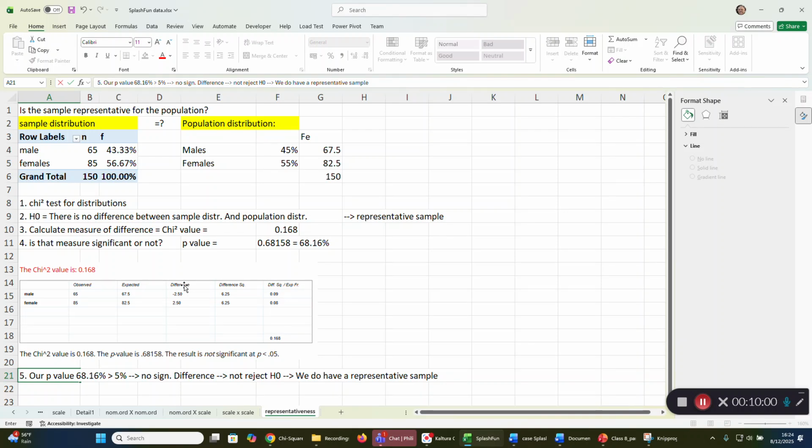If we would do our sample over and over and over again, it will actually be vibrating around the population distribution. It was just a coincidence right now that we found a little bit less males than we should have had, and that we find a little bit more females than we should have gotten in our population. So we do have a representative sample right now, the differences are insignificant. And that is how you check a sample for representativeness, in this case for the gender.